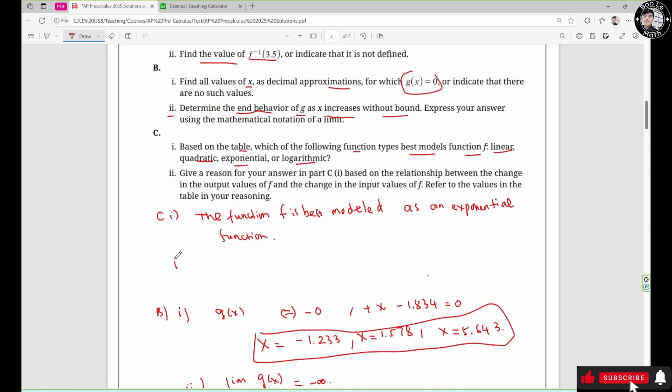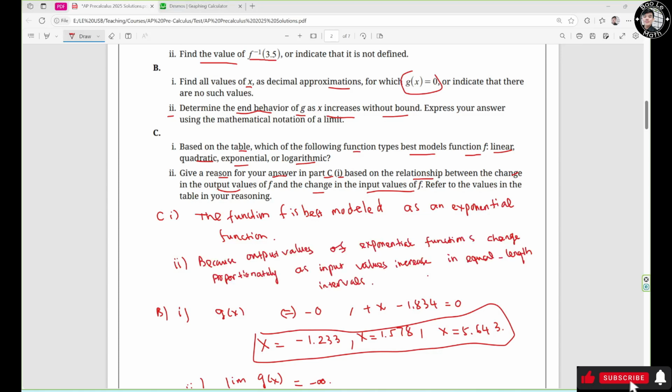Now question C, II. Give a reason for your answer in part C, I, based on the relationship between the change in output values of f and the change in input values of f. Alright, so you need to say because the output values of an exponential function change proportionately as input values increase in equal length intervals.